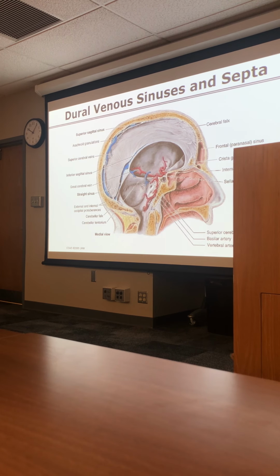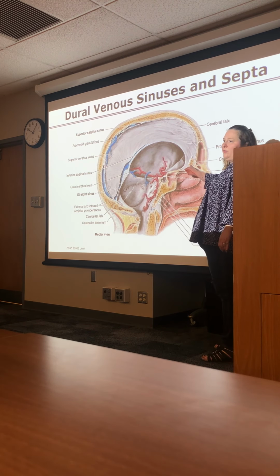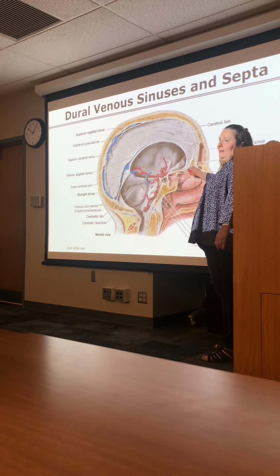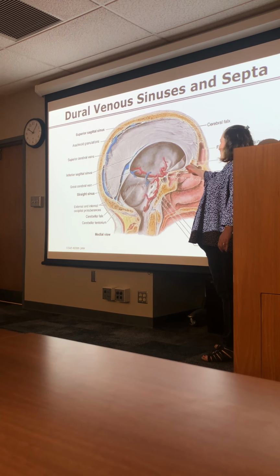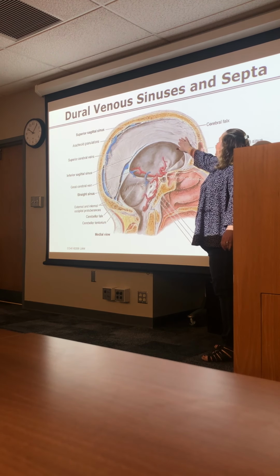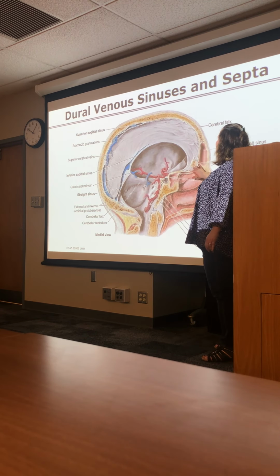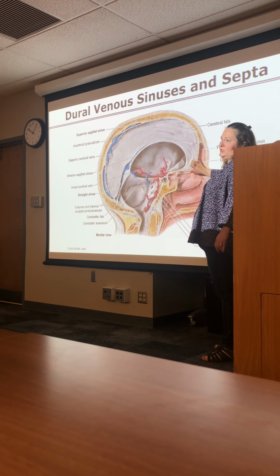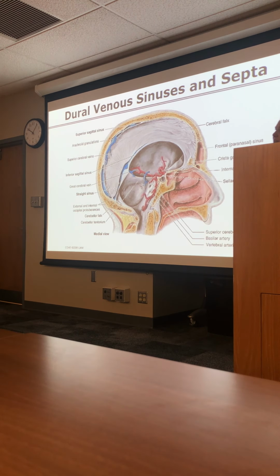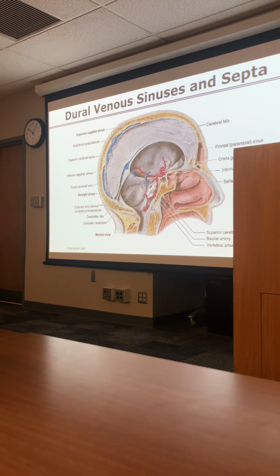Remember the crista galli, part of the, anybody remember what bone? Sphenoid? Ethmoid, good. This falx cerebri attaches anteriorly to the crista galli, and that's the importance of the crista galli. It gives an anterior anchoring point for that falx cerebri.